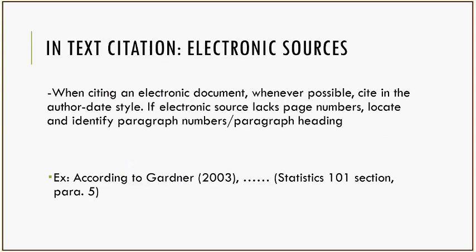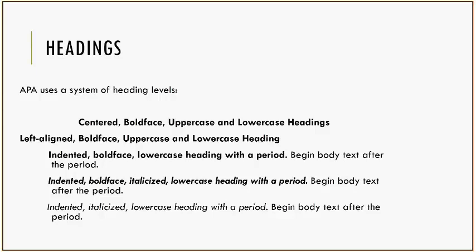All right, and electronic resources. So when citing an electronic document, whenever possible, cite in the author-date style. If the electronic resource lacks page numbers, locate and identify paragraph numbers or paragraph headings. Just think, how could someone else find this if they were looking at my reference? So for example, according to Gardner in 2013, comma, ... and then in my parentheses, Statistics 101 section, paragraph 5. That's what it's meaning.